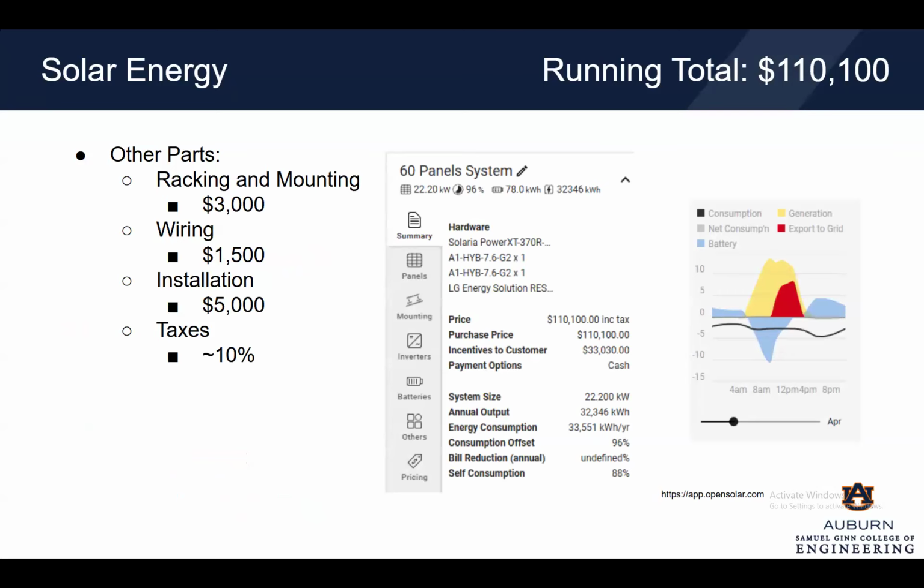So other parts we may need: racking and mounting. As Jack said, good thing we went with the fixed axis, it sounds like. So these are fixed axis racking, wiring about $1,500, installation, say $5,000, and then taxes, call it 10%, gives us a total price of $110,000. And there you can see a summary. We used a free online resource called Open Solar to plan out this project. And there's also a nice graph for April showing our power generation, storage, and consumption for the month of April.